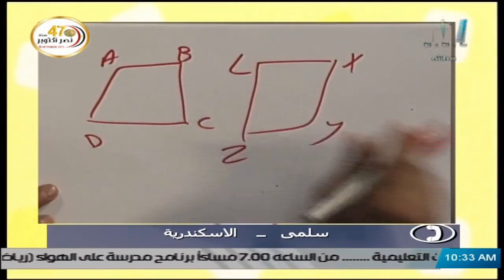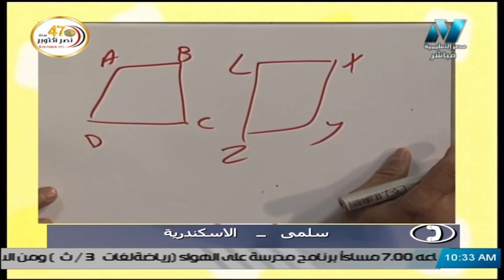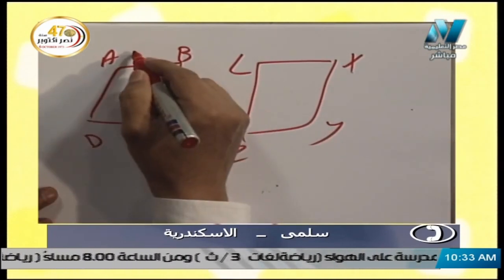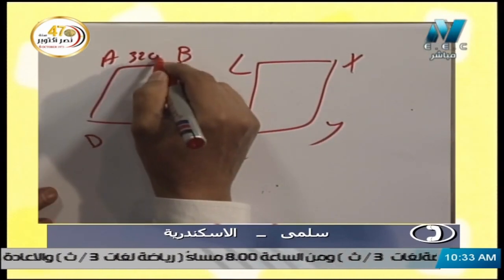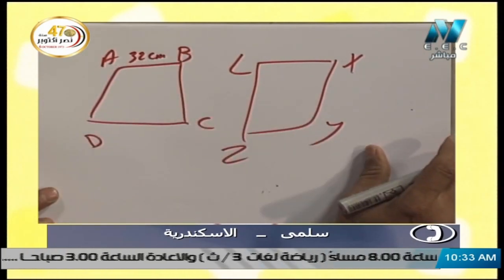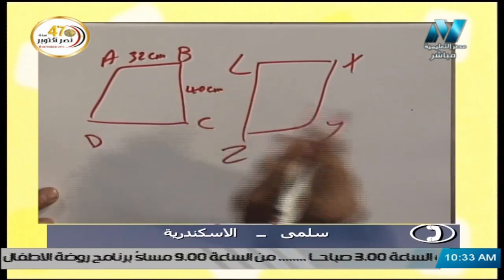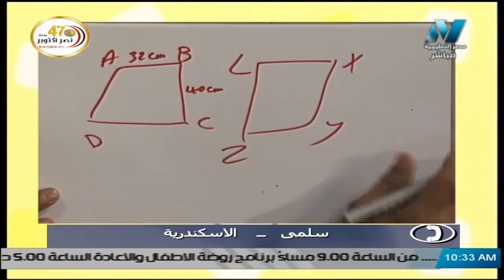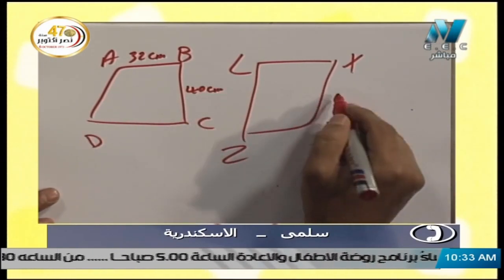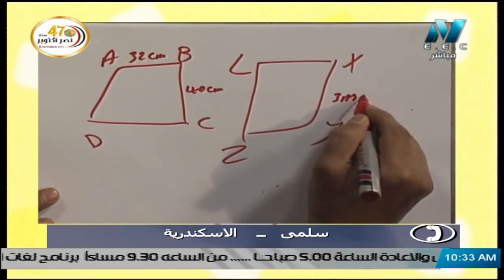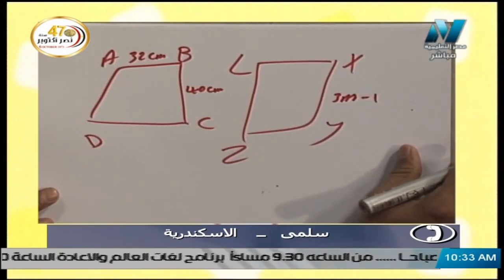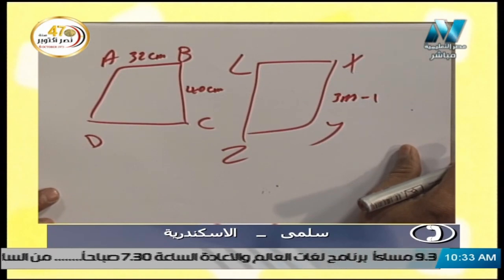XYZL. Go ahead. AB equals 32 centimeters. BC equals 40 centimeters. XY equals 3m minus 1. YZ equals 3m plus 1.